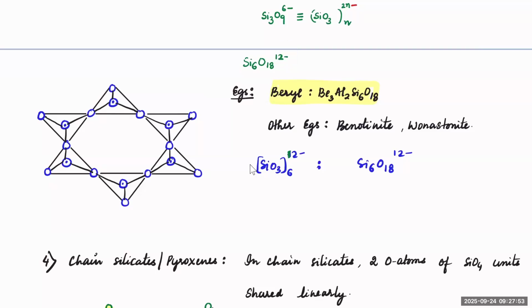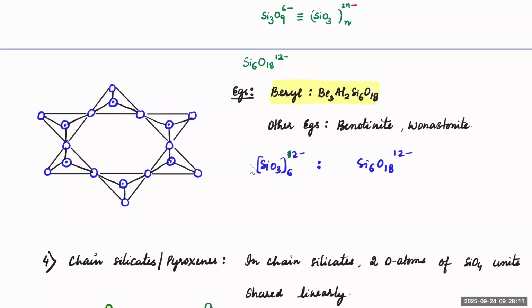And 12 minus I have to balance out. That's why I can take 2 aluminiums and 3 berylliums. 6, 6. Okay. Clear? Makes sense. Right.